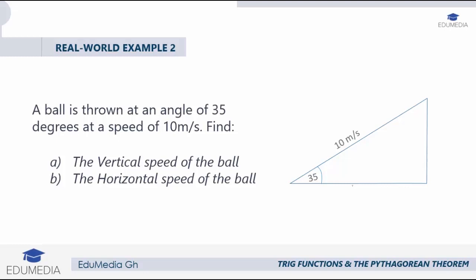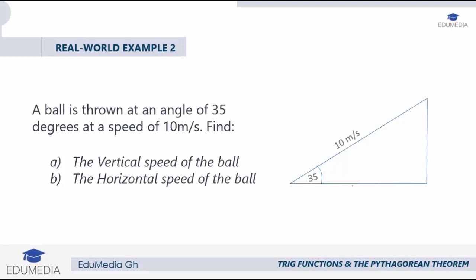All right, so the one who threw the ball, possibly threw the ball, and the ball is going at a speed of 10 meters per second. So for every second, the ball travels 10 meters. That is how fast the ball is going. In fact, that is very, very fast.